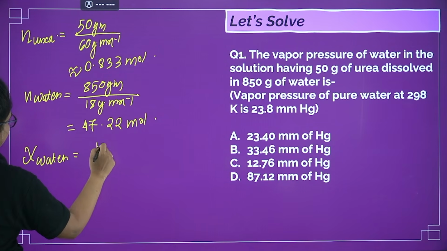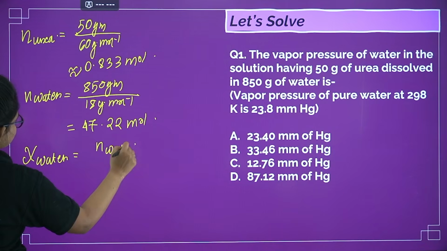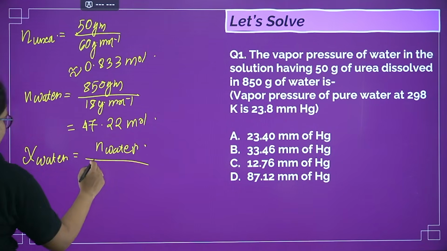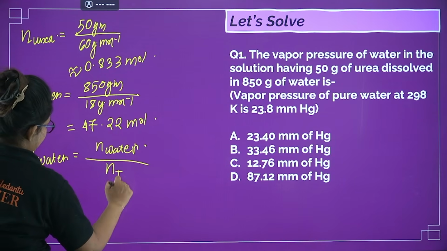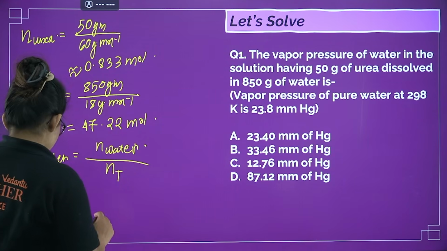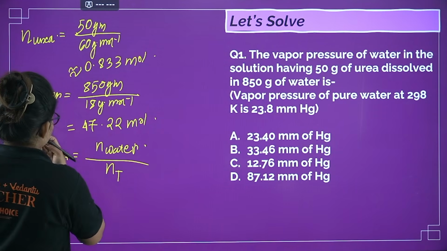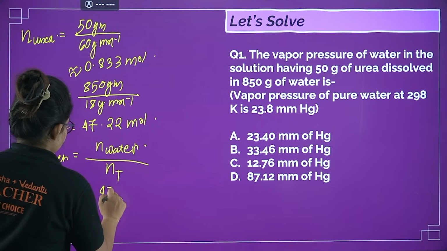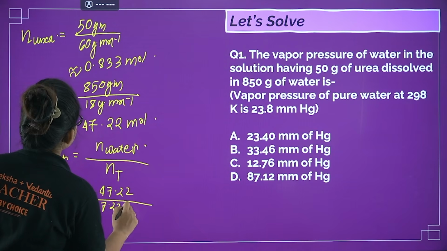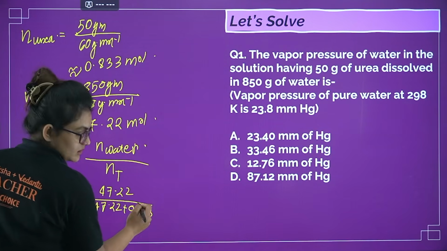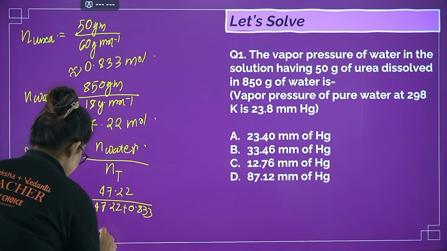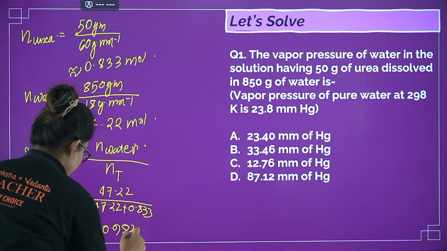That is basically the number of moles of water. So here also I can write the number of moles of water plus urea. That is, I'm writing N total, meaning the number of moles of water plus the number of moles of urea in total. Okay, so if you put the value, 47.22 divided by 47.22 plus 0.833. If you just calculate this, it will come up as 0.9827.